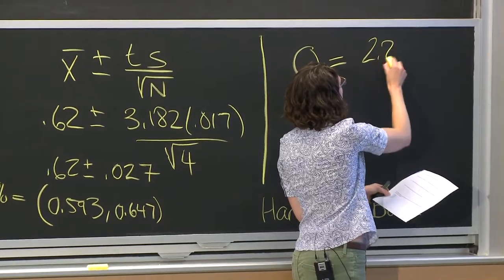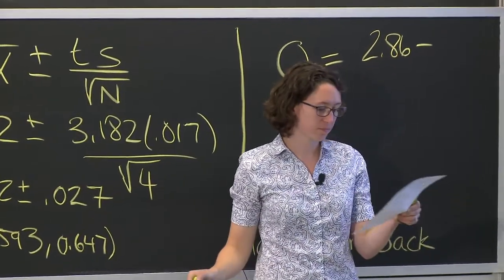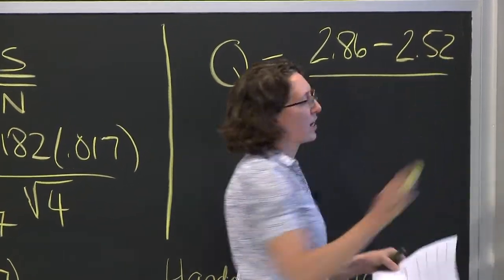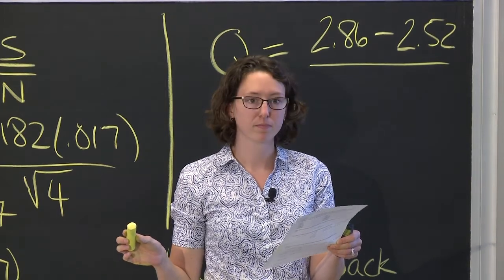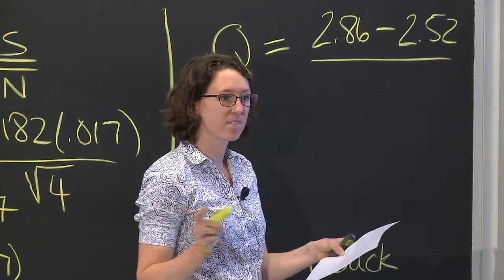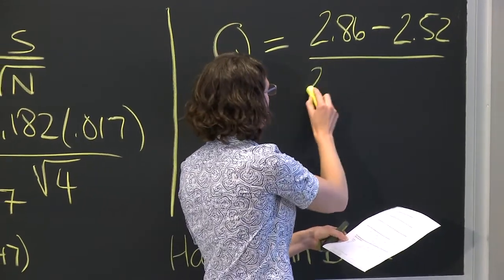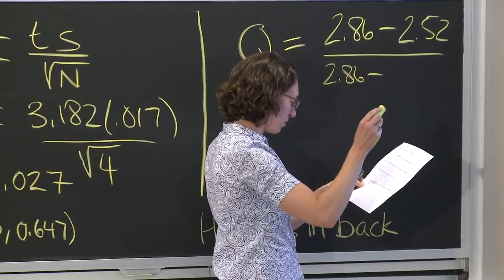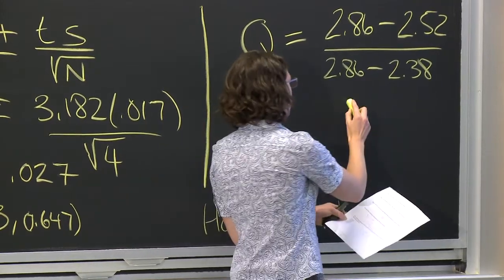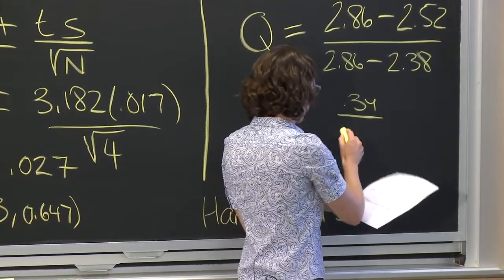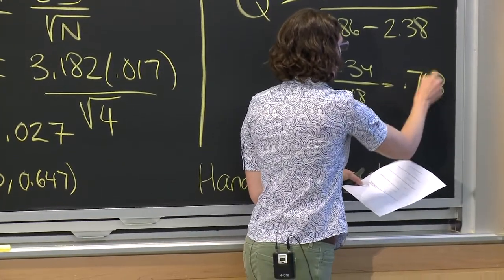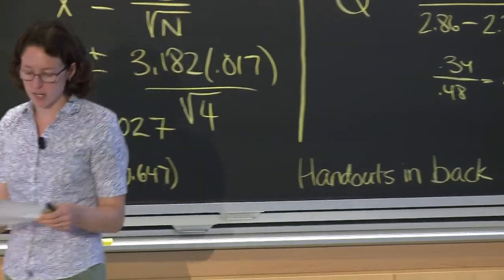So our questionable result is 2.86 minus 2.52, its next closest neighbor, divided by, how do we calculate the spread of our data? So 2.86, which is our max, and our minimum is 2.38. So if you do that out, you get 0.34 divided by 0.48. So our Q value is 0.708.